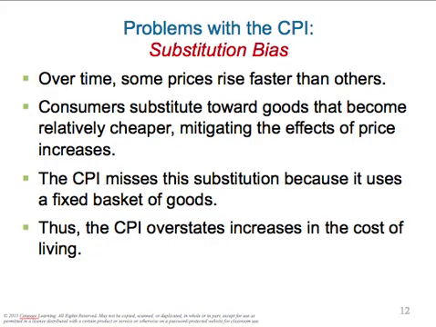Now, there are some problems with consumer price indexes, CPI. Substitution bias is one of them. Over time, some prices rise faster than others. In different markets, prices change at different rates. Consumers substitute towards goods that become relatively cheaper, I would say inexpensive, mitigating the effects of price increases. So if beef becomes more expensive, perhaps you eat more chicken. The CPI misses the substitution because it uses a fixed basket of goods. Now, if beef had a prolonged higher price, people would eat less beef. CPI might not necessarily account for that. That is substitution bias. Thus, CPI may overstate the increase in the cost of living, thinking people are eating more beef than they actually are.